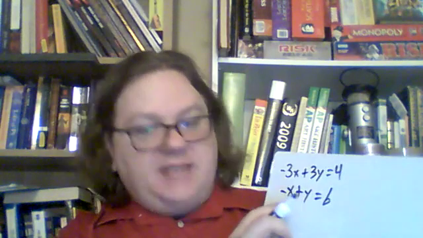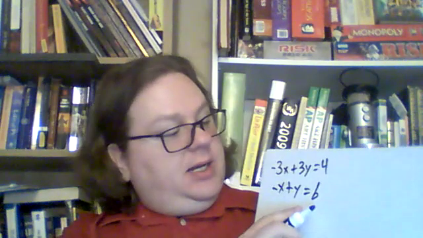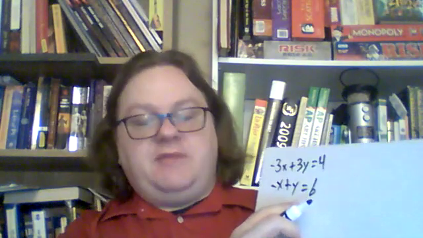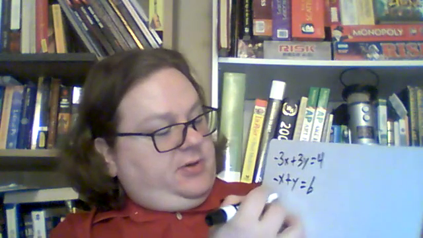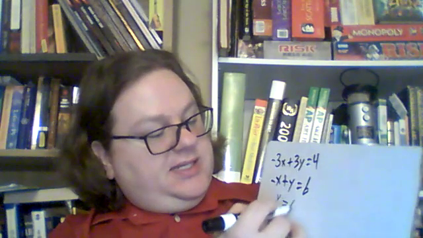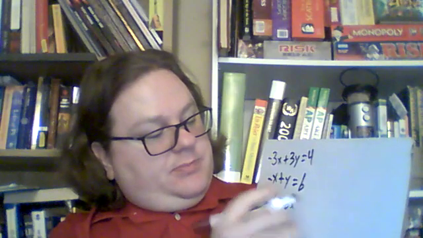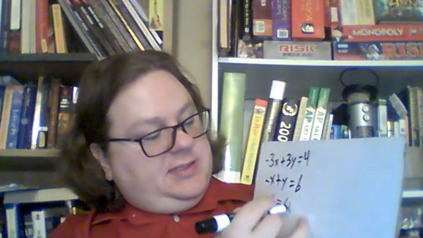Alright, here's a second one that we can solve through substitution. We've got negative 3x plus 3y equals 4, negative x plus y equals 6. We're going to isolate either the x or the y so that we have something for it to equal. And since this is a negative, it would be easier to work with something that's already a positive. So we're going to add this x over, and we're going to have y equals 6 plus x.